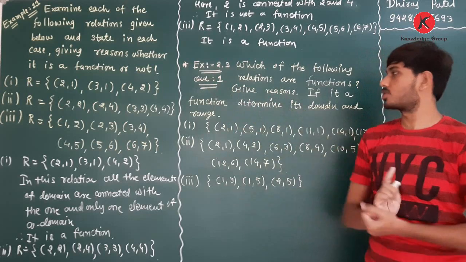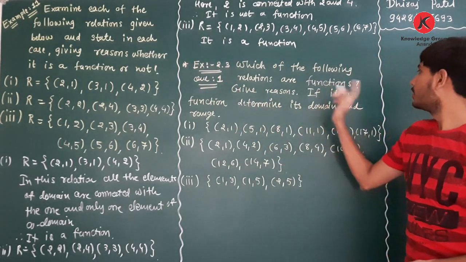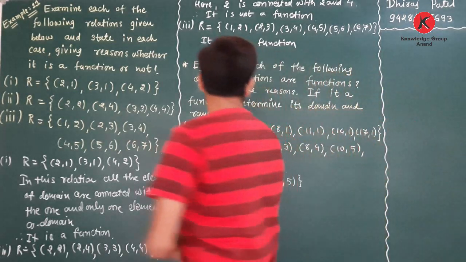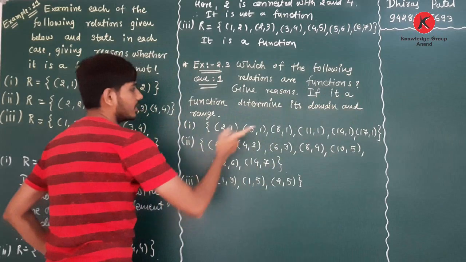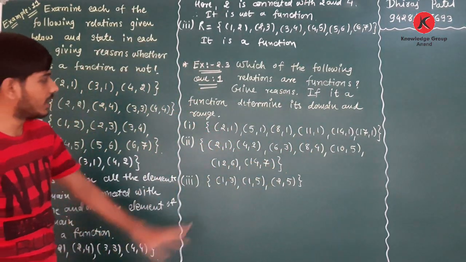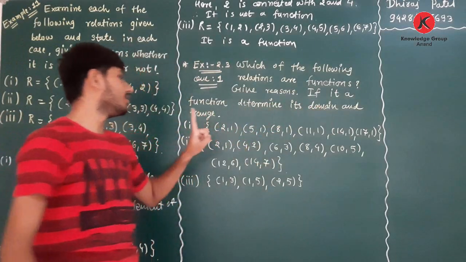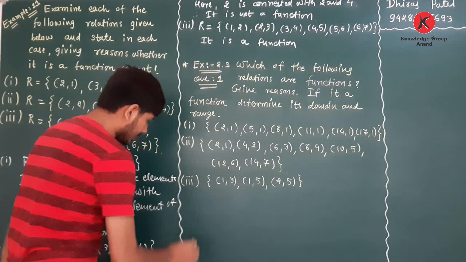Exercise 2.3, Question number 1: Which of the following relations are functions? Same question. Give reasons. You have to give the reason. If it is a function, determine its domain and range. Suppose it is a function, then you have to find out its domain and range, otherwise not. Clear? So the first case is here.